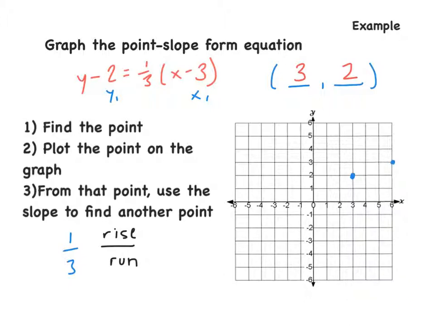So now we have our 2 points. All we would have to do is draw a straight line from there. So this is the graph of y minus 2 is equal to 1/3 times the quantity of x minus 3. So find the point, plot the point, and from that point use the slope to find another point.